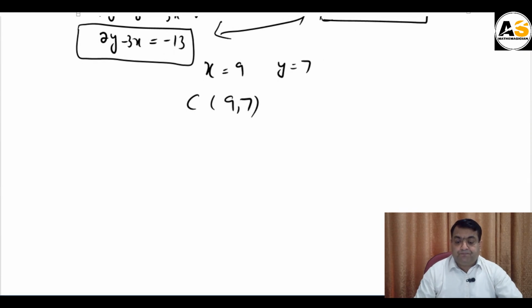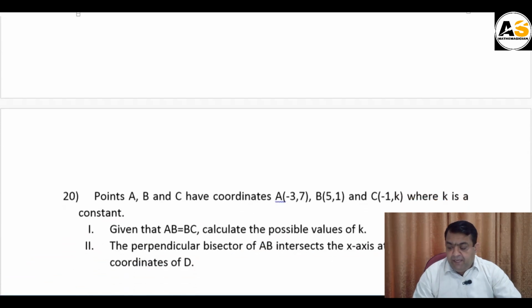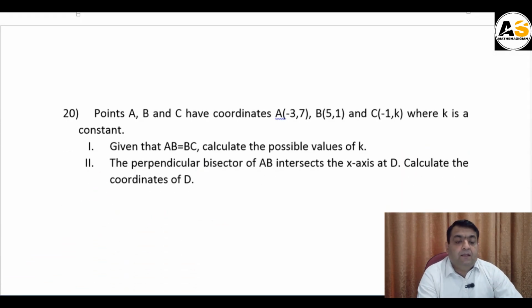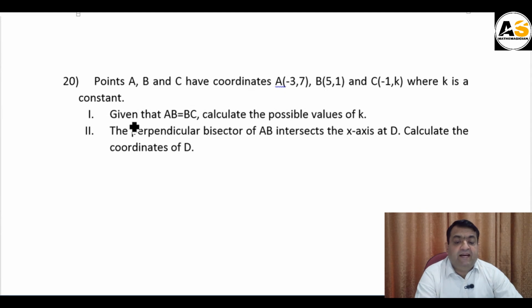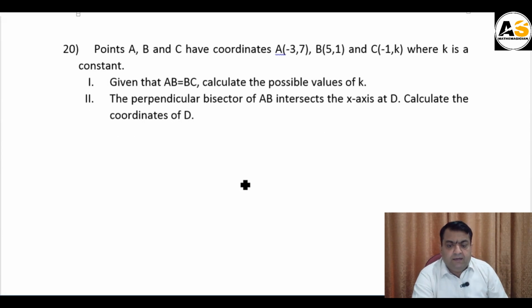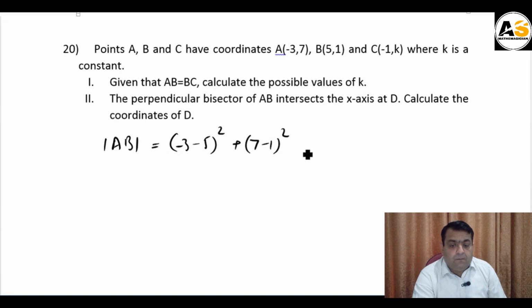Next question is, points A, B and C have coordinates given where k is a constant. Given that AB is equal to BC, we have to find the possible values of k. AB distance is equal to BC distance. This is straightforward. AB distance is equal to the square root of x1 minus x2 square plus y1 minus y2 square. This will equal to 64 plus 36, which is 100.